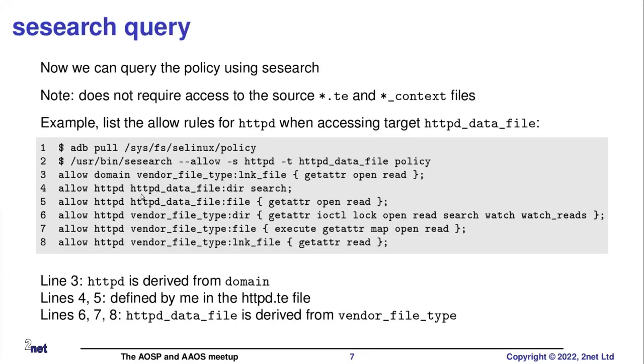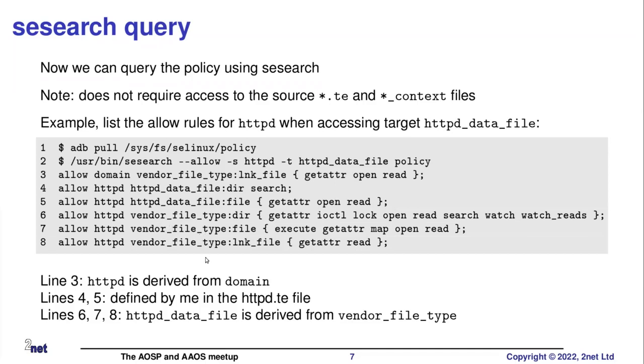So that's those two lines here, 4 and 5. But there's also a bunch of other stuff, which is maybe a little bit surprising. There's another rule here which says that the HTTPD domain can do a get after open read on a symbolic link that's labeled as being a vendor file type. And also down here, there are other rules which imply that it can do other things with vendor file types.